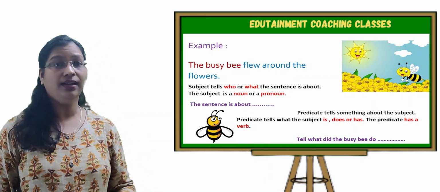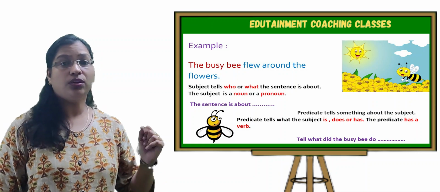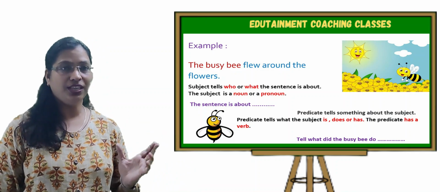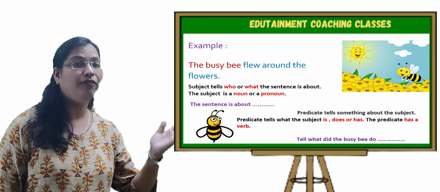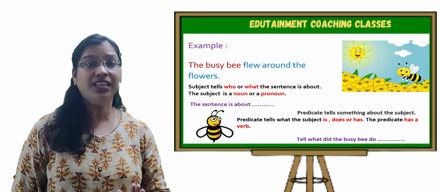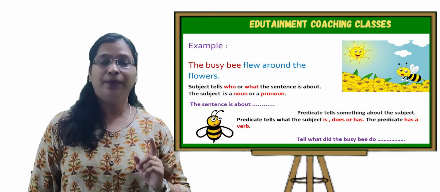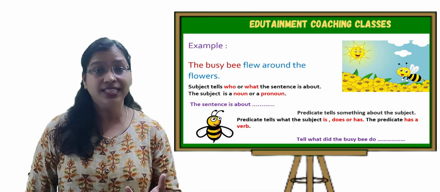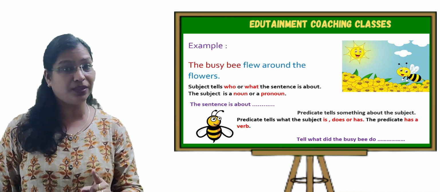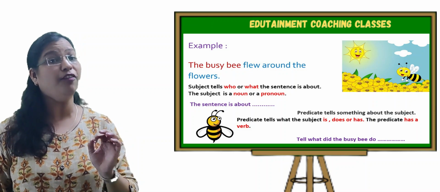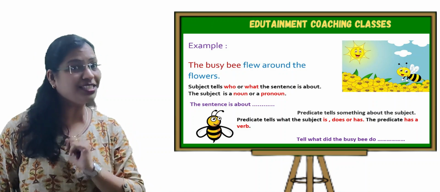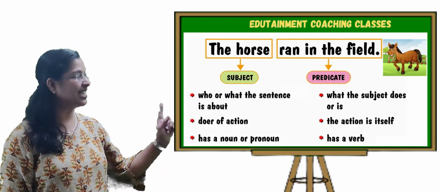Now let us understand the predicate. So tell, what did the busy bee do? It flew around the flowers. So here the predicate is flew around the flowers. So predicate tells something about the subject. Predicate tells what the subject is, does or has. And very important, you should remember, the predicate has a verb. Always a predicate starts with a verb. Keep this in mind.